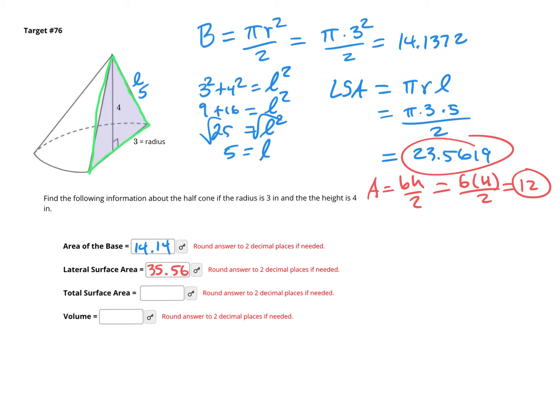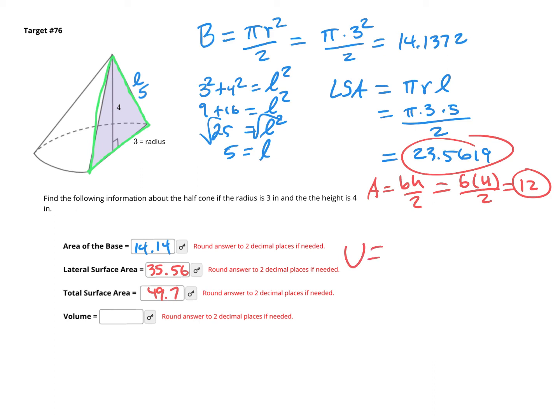So now we need to add those two together. So 35.56 and 14.14. And we end up with 49.7 for my total surface area.